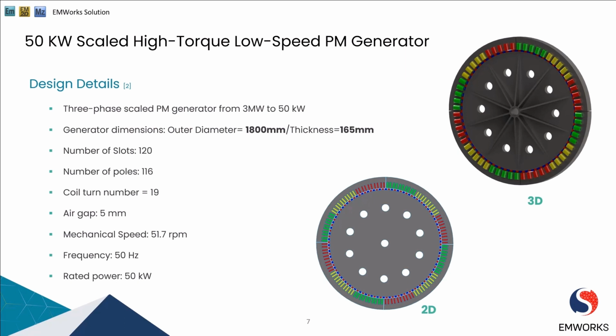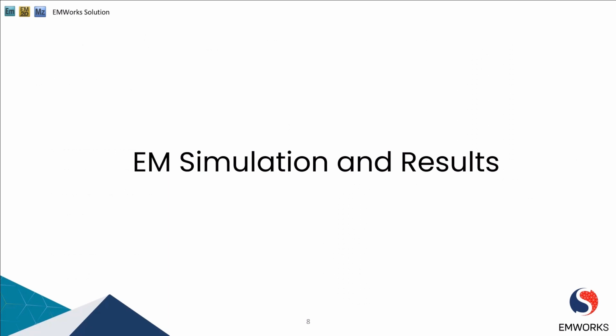We have chosen the number of slots as 120 and number of poles as 116. We have coil turn as 19 and we have taken the air gap distance as 5 mm. Our mechanical speed is going to be 51.7 rpm and we are going to operate the machine at 50 Hz. Hence, the total overhead rated power that we're targeting is 50 kilowatt. So let's begin with the EM simulation and results part.